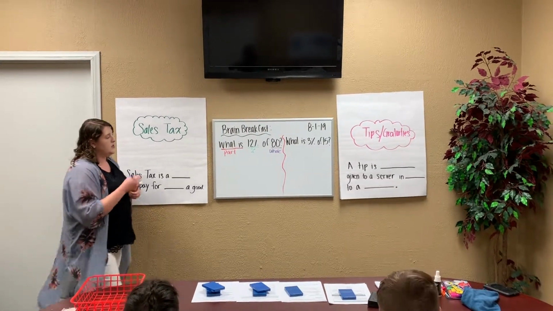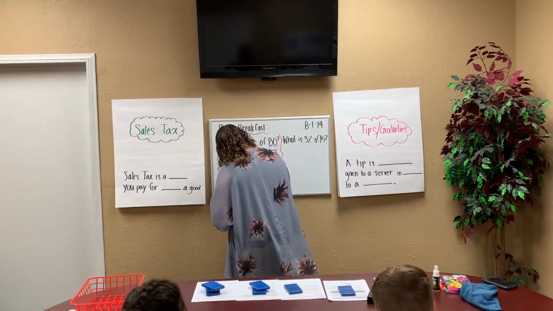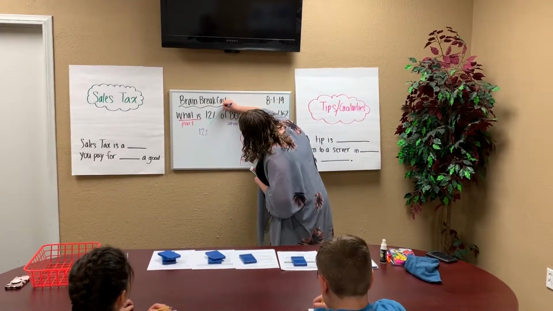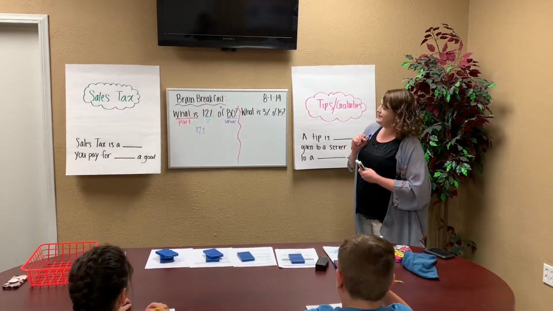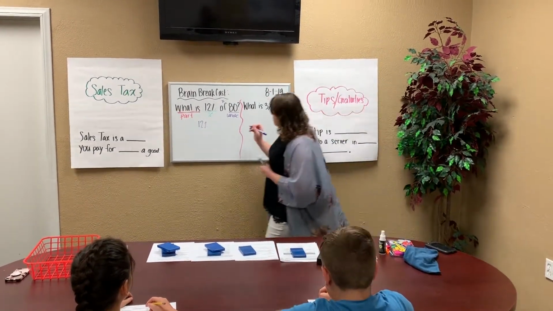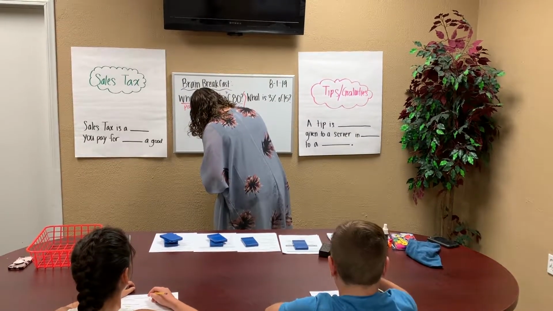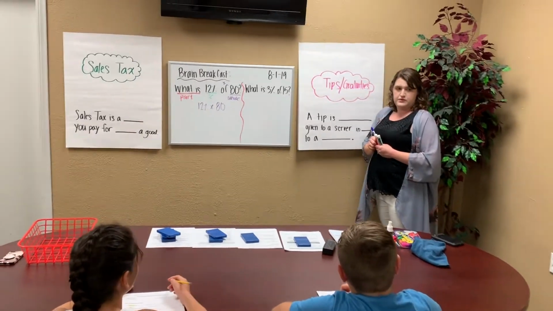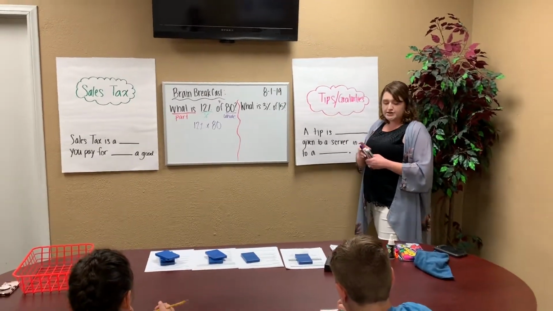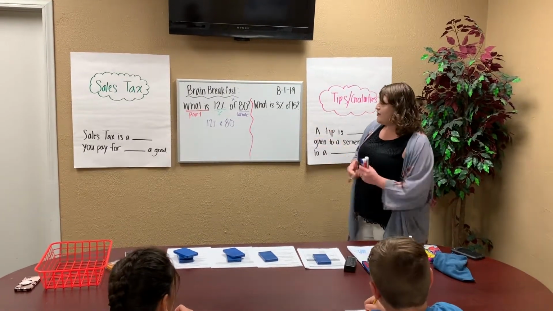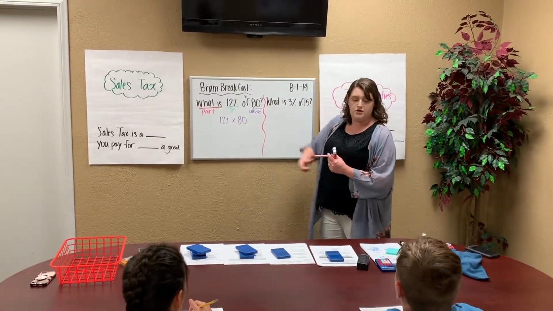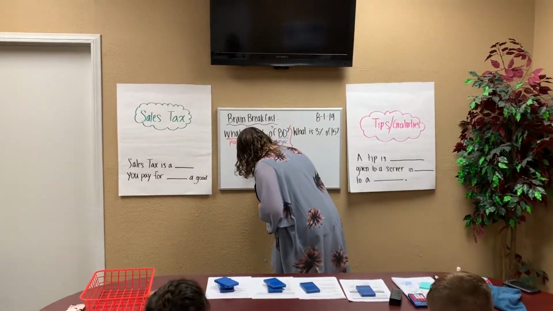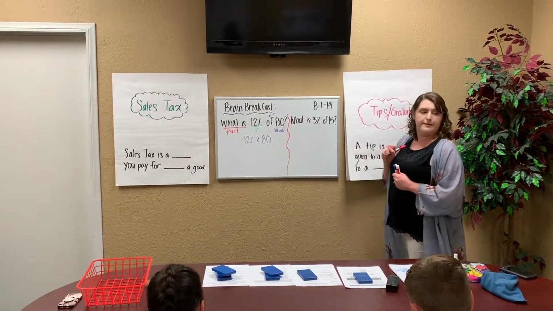So, if we do this, 12% of, in math, of means to multiply. Okay? So 12% of 80 means I'm going to take my 12% and I'm going to multiply it by 80. Now, when we're dealing with percentages, we can't have a percentage times a whole number. We actually need to change it into a decimal. So behind this number, there's an imaginary decimal. Put a little dot behind the 12.